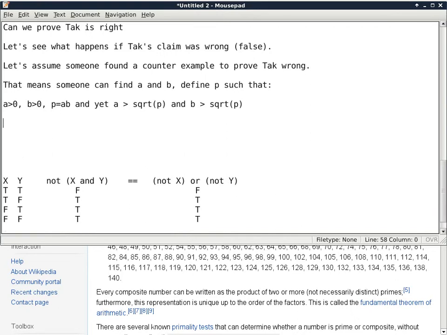So now that we know what a counterexample would look like, let's see where the counterexample will lead us just by using algebra, steps that we already know. Since a is greater than 0 and b is greater than 0, what happens when I take the square of both sides? Would the inequality still hold?